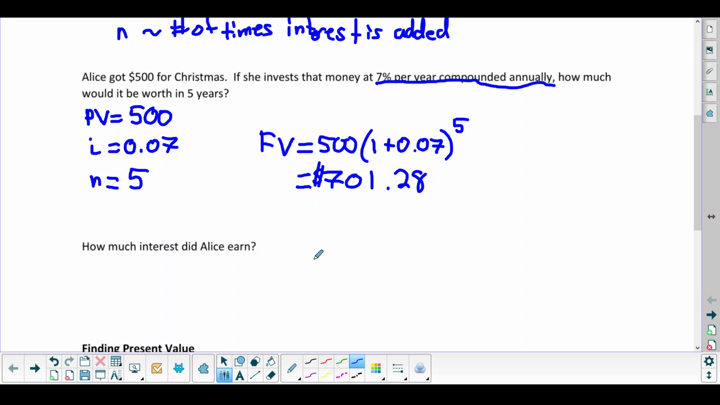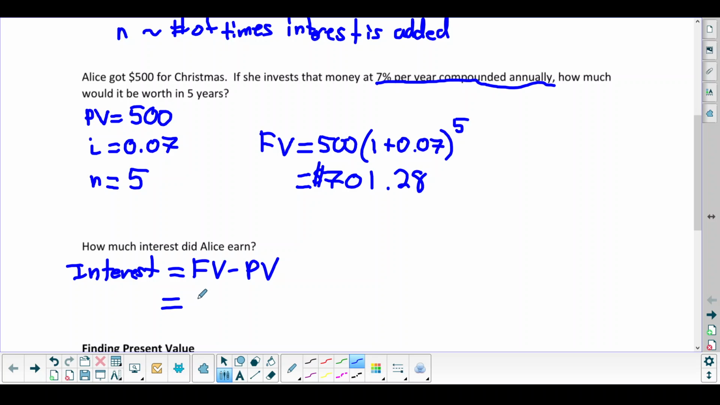All right, so the next part of the question says, how much interest did Alice earn? The interest earned is the difference between your final amount and your starting amount. So how much more money do you have? That's called interest. So interest has its own little equation. Interest is equal always to the future value minus the present value, which just tells us how much more money you have at the end.